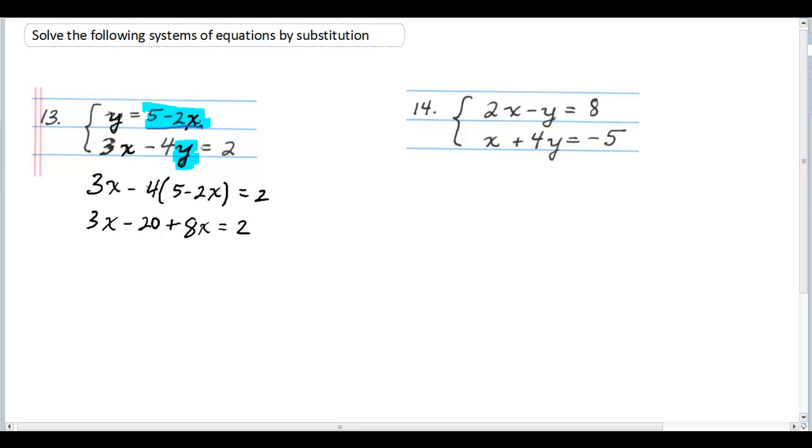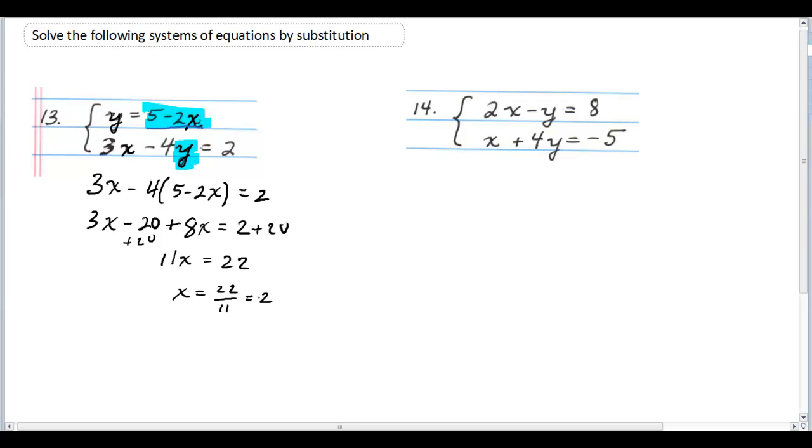Here's where most people make the mistake, if they make one. It's negative 4 times negative 2x, so that's a positive 8x. So now 3x plus 8x is 11x. Let's add this 20 onto the other side. Gives me 22. And dividing both sides by 11, 22 over 11 is 2.